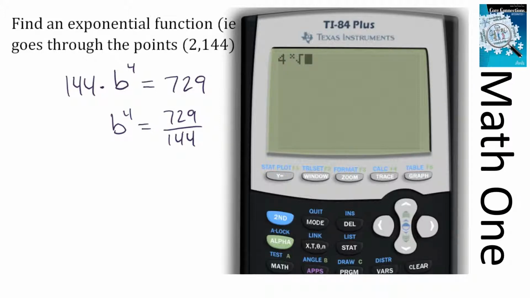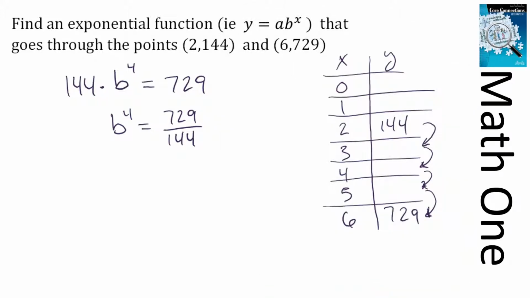So I'm going to do the 4th root of 729. You can see I've opened parentheses, divided by 144, close parentheses. Now when I do that, I get exactly 1.5. So the 4th root of 729 over 144 is 1.5. What that means is that's exactly what b is. b is equal to 3/2 or 1.5.